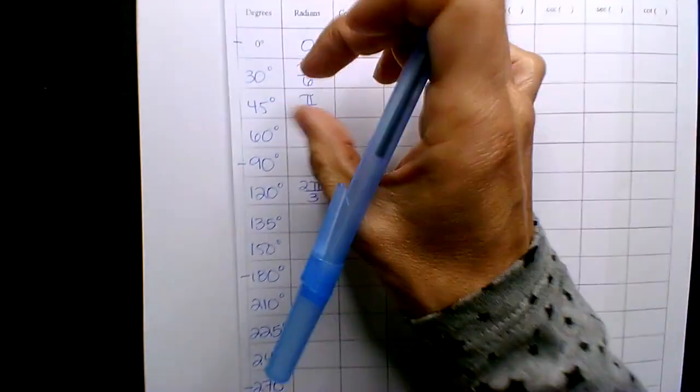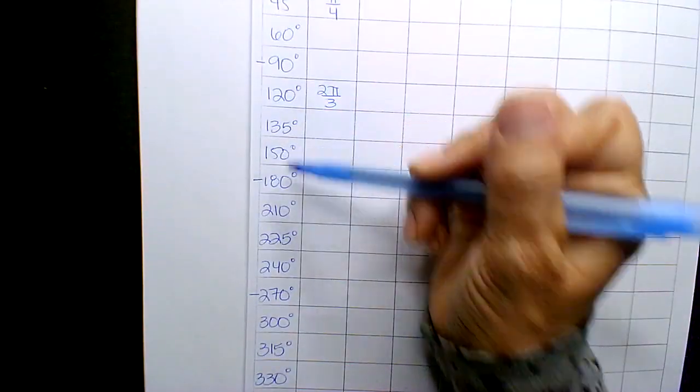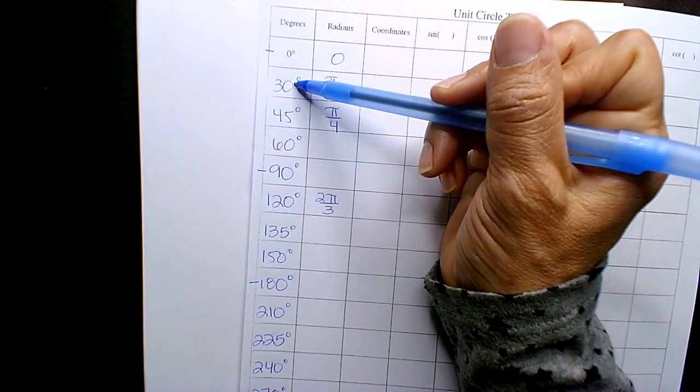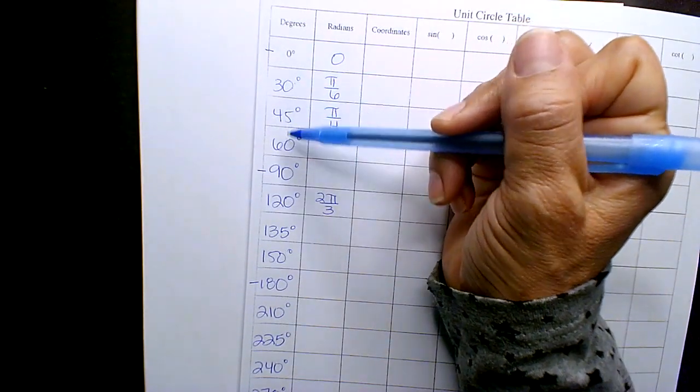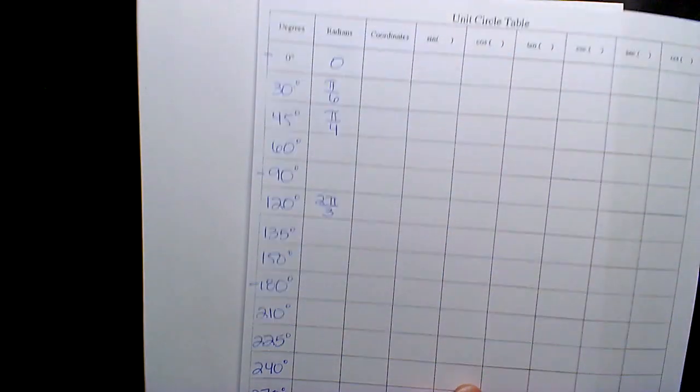And then in between, you'll notice you have 30, 45, 60, 120, 135, 150, and so forth. Okay, but they're really just another 30, 45, and 60. That's all they are. Those are your 3 angles you're working off of, okay?